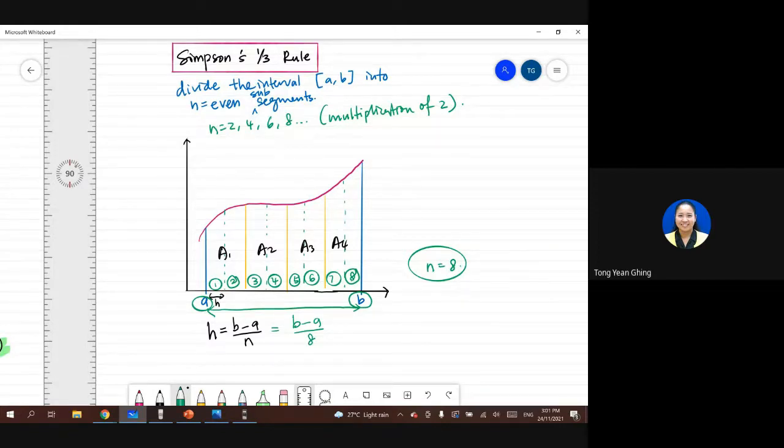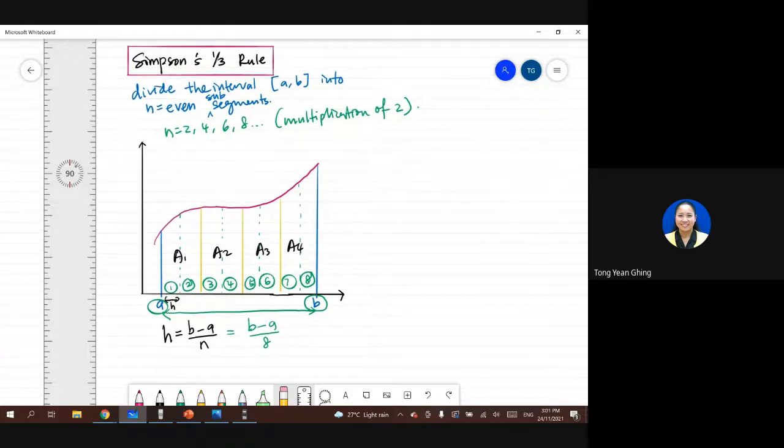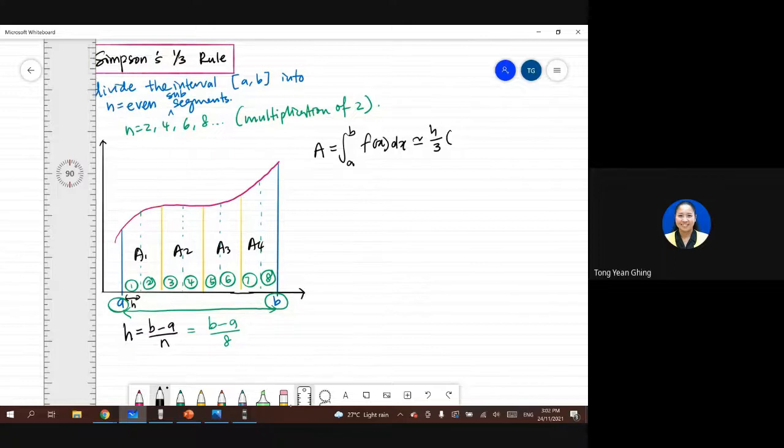Okay, so now, if let's say I want to find the area of all this. So sekarang saya jadikan, okay. Now I want to find, dia punya formula untuk Simpson's rule is like this. A is equal to the integral from lower limit to upper limit of f(x) dx, dia akan sama dengan h over 3 times f0 plus 4 f1 plus f2.